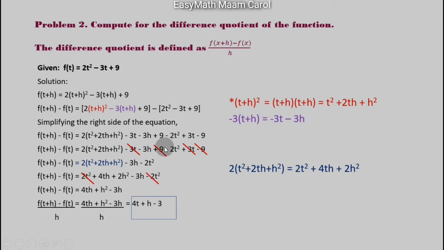So, this is the final expression. If this is f of t, which is equal to 2t squared minus 3t plus 9, our difference quotient is just this: 4 plus h minus 3. Which is simpler than the very first one, right? So, there. The computation is just long.